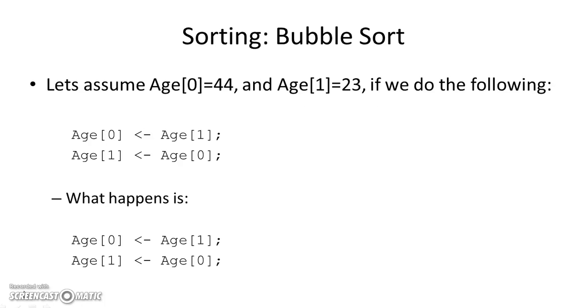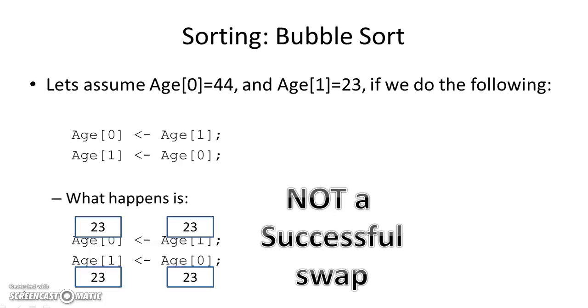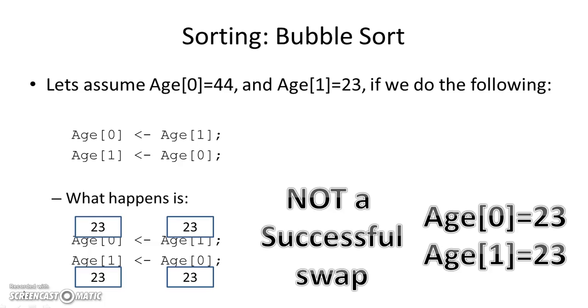Because if we think about it, if we say that the first element's value is 44 and the second is 23, and I say the first element now gets the value of the second one, the first is now 23, which means they're both 23 now. So if I then say the second gets the value of the first, they're all 23. We've lost the number 44 completely, so that swap doesn't work in that way.